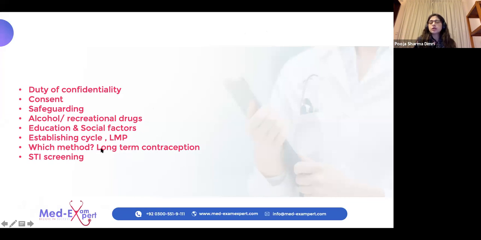And then offer long-term contraception, STI screening, and safe sex practices like condoms. So remember, any young adult coming for a problem like this, STI screening, safe sex practice like condom, and long-acting contraception, you should offer. Any person coming for TOP also, STI screening, it's an opportunistic screening, long-term contraception, especially less than 25 years, and safe sex practices, you should be offering.